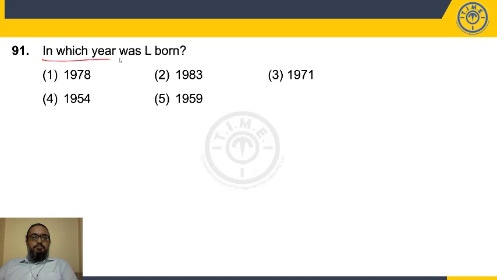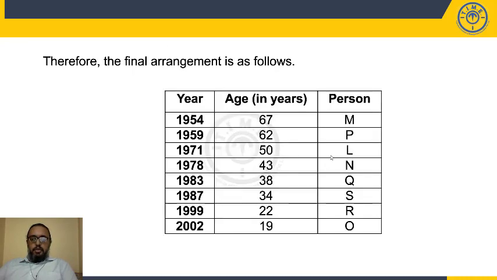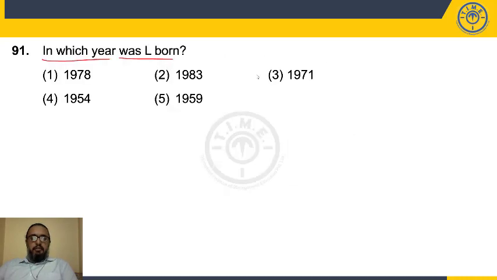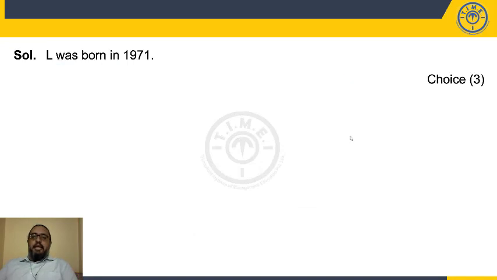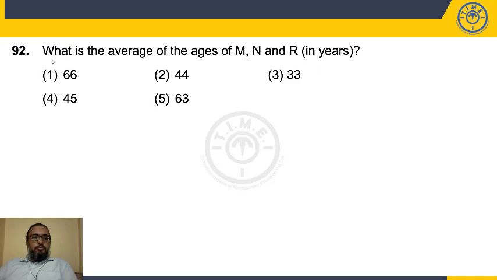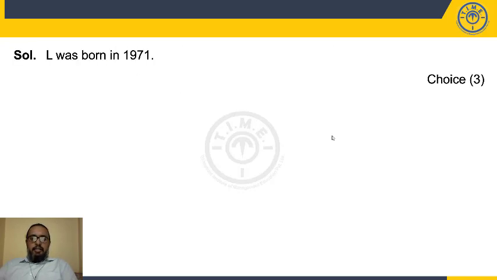Questions. In which year was L born? So L was born in 1971. Third option. Choice 3.